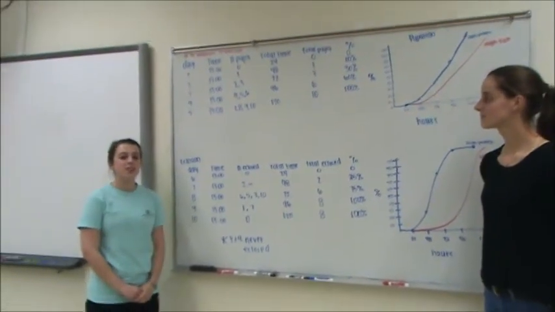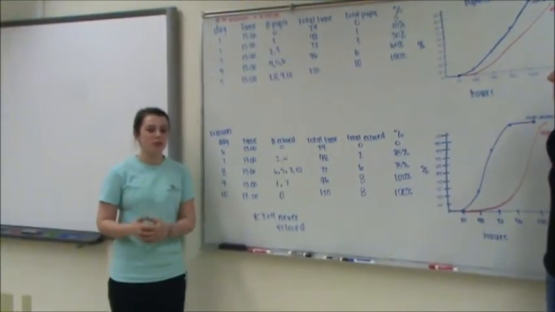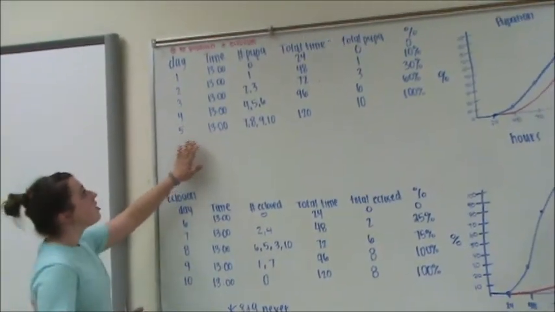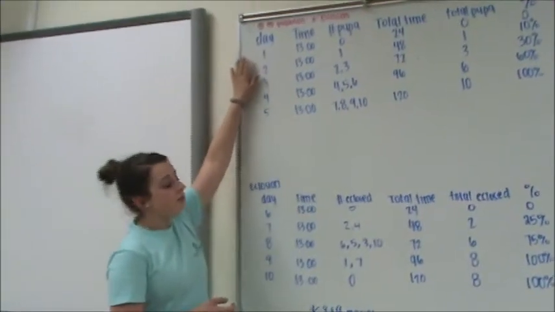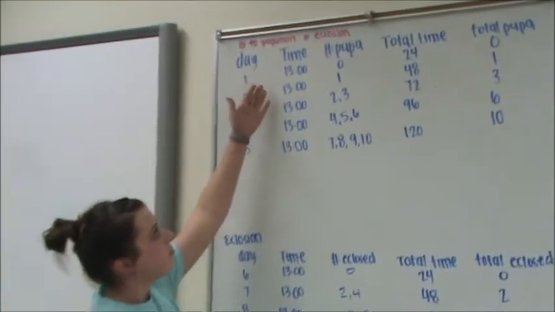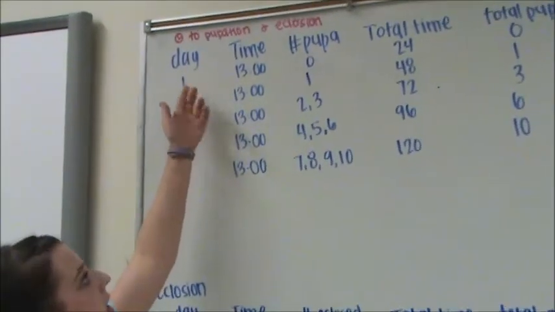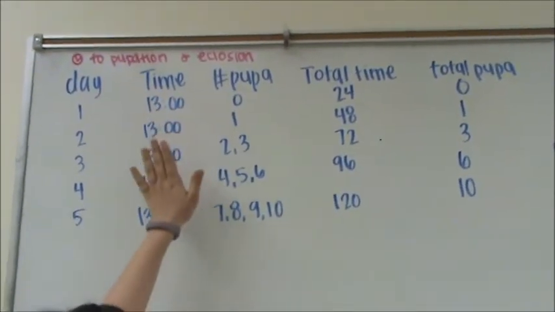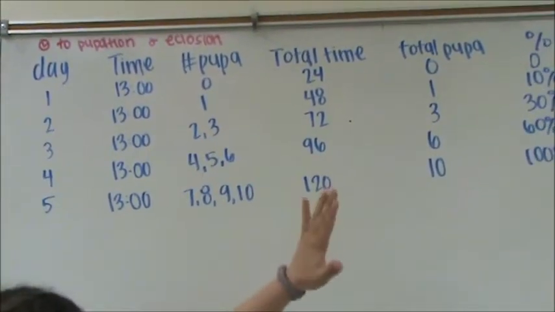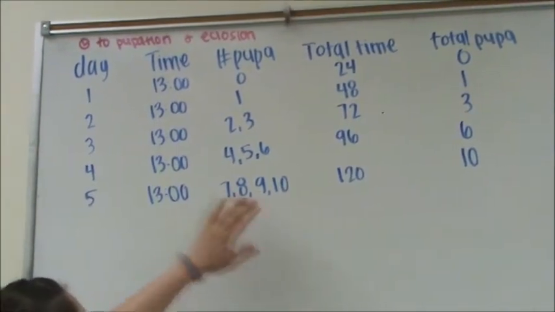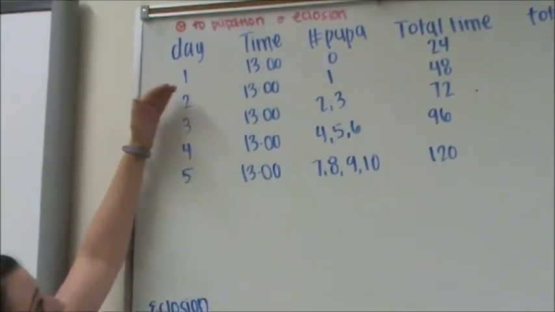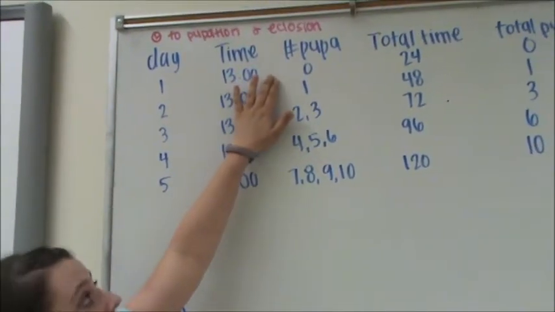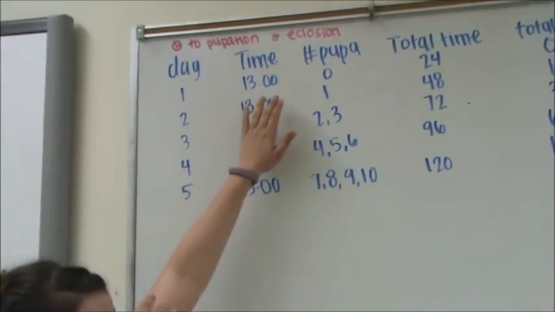Okay, so as I stated earlier with the whole marking the vials, this is how you're going to record your data. On day 1, you're going to have 1 o'clock, 1300, and you start out with 0 pupa. So total time-wise, that's 24 hours because you just started. Then daily, you're going to check at 1300 and count the number of pupa that have reached pupation.